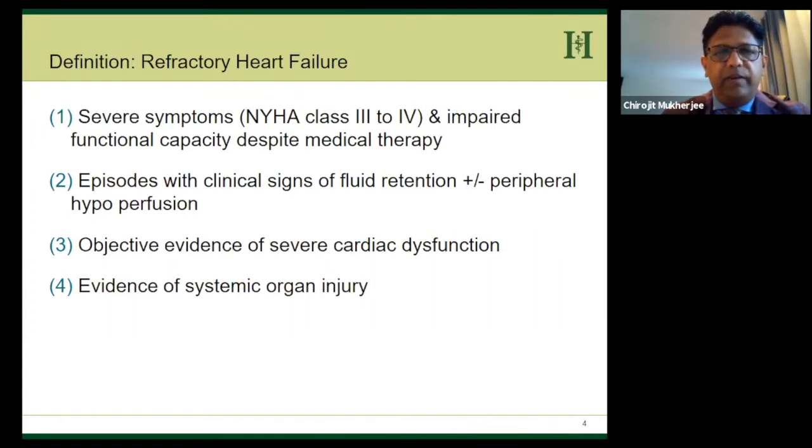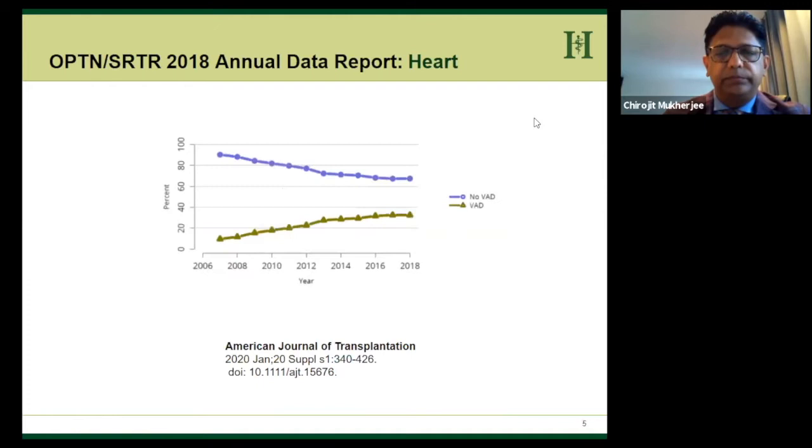If you define refractory heart failure, first of all, you have to understand that the patients have severe symptoms. They are all in the NYHA classification of 3 to 4, and they have impaired functional capacity in spite of their optimal medical therapy. So they have episodes of clinical signs of fluid retention and peripheral hypoperfusion. They are presently in severe cardiac dysfunction, and some of them are in systemic organ injury.